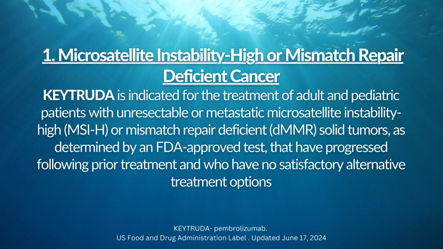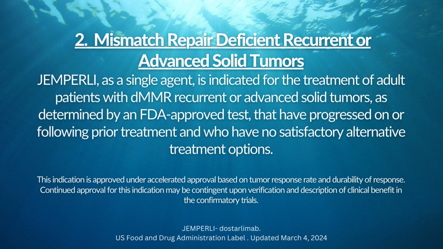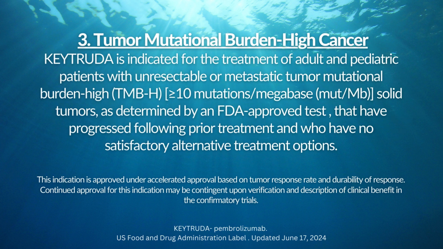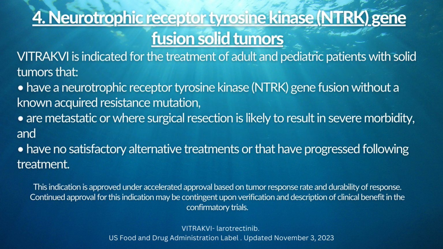Just to mention a few, Keytruda or pembrolizumab is approved for people that have microsatellite unstable or high mismatch repair deficient cancer. The same type of approval exists for dostarlimab or Jemperli. We also have an approval for people that have cancers with a high mutational burden, defined as more than 10 mutations per megabase. In this case, pembrolizumab is approved as well.